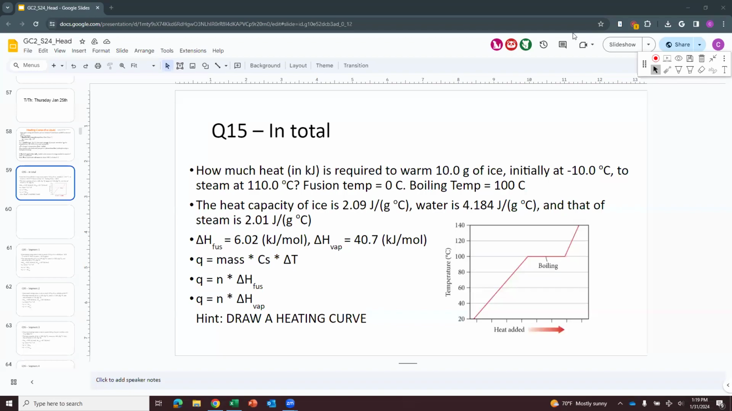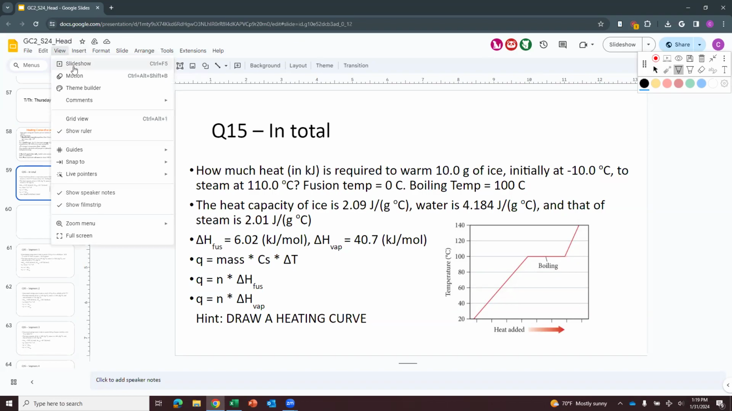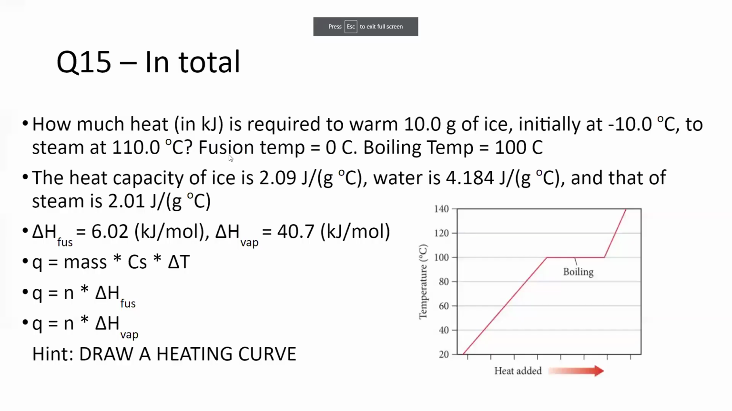All right, so in this video, I will be going over question 15 that we did in class again. So let's just pop this open to full screen. Question 15 is, how much heat do you need to warm 10 grams of ice at -10 to steam at 110? Bunch of constants. I'm going to go on to a new sheet to do this problem, referring back to this sheet of constants.